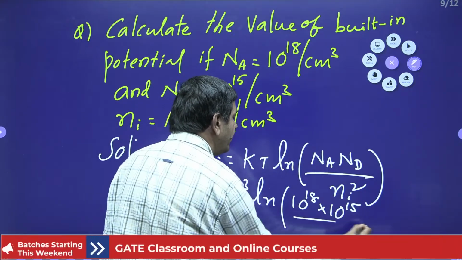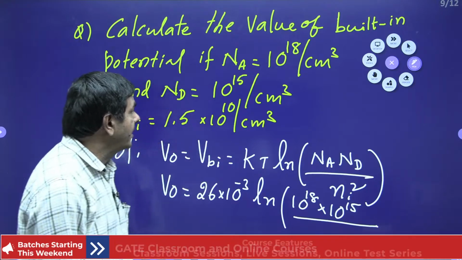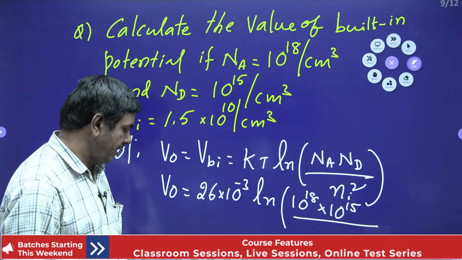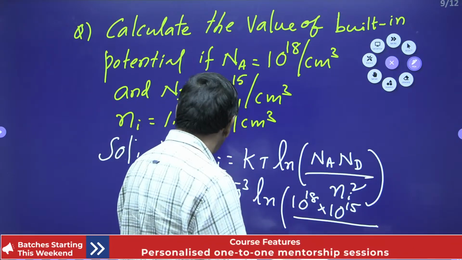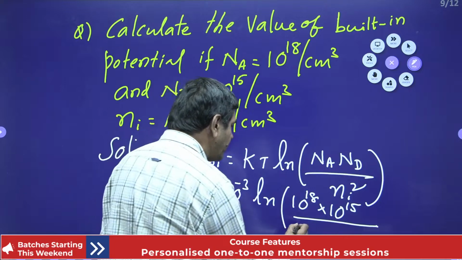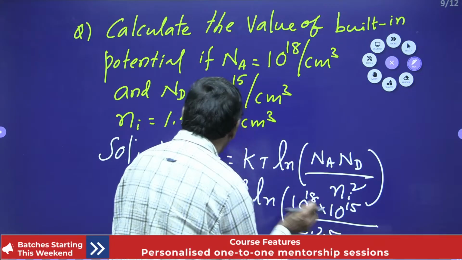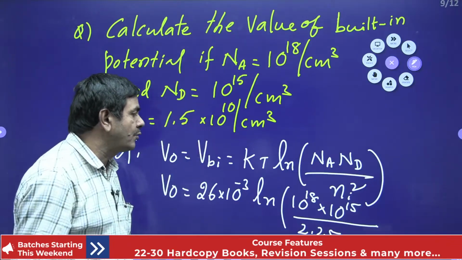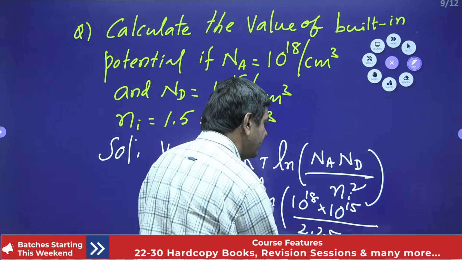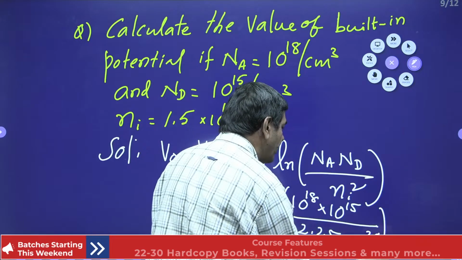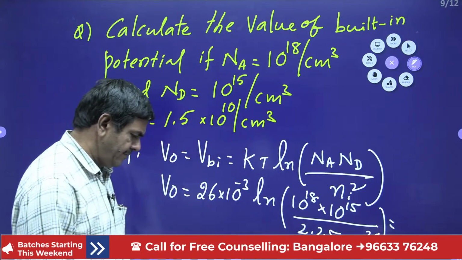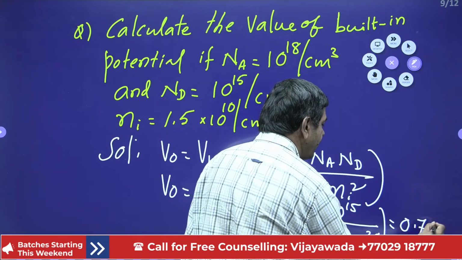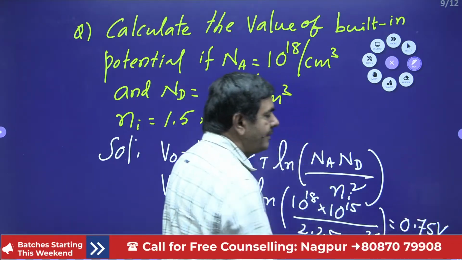Divide by Ni square, where Ni equals 1.5 into 10 power 10 whole square. 1.5 square is 2.25, and 10 power 10 whole square is 10 power 20. I'll get 10 power 21. If you use the calculator, its value will be 0.75 volts.